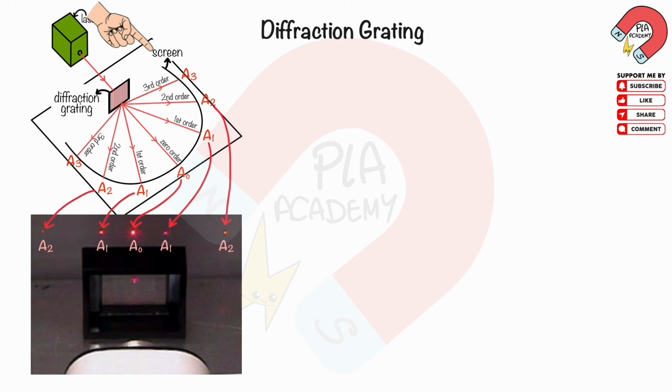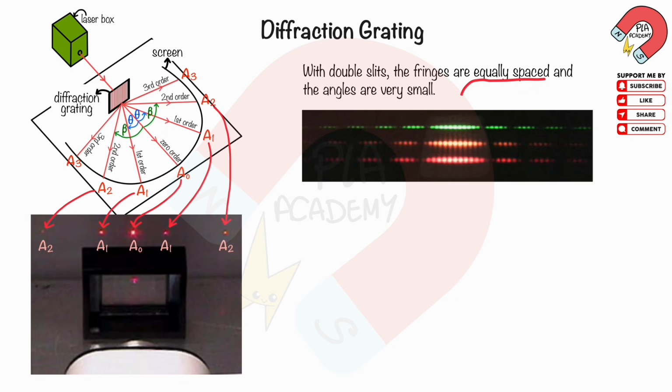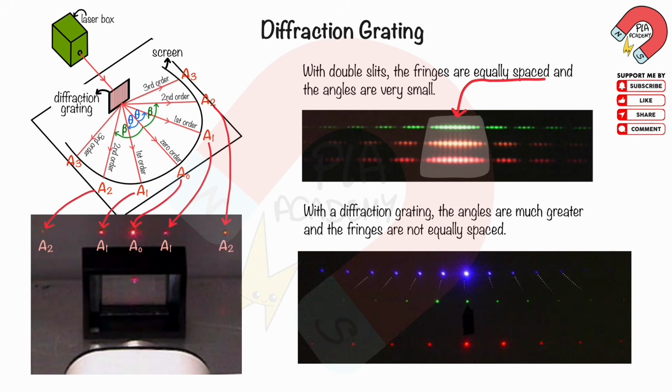To analyze the pattern, we measure the angles theta and beta at which the maxima are formed, rather than measuring their separation. With double slits, the fringes are equally spaced and the angles are very small. With a diffraction grating, the angles are much greater, and the fringes are not equally spaced.